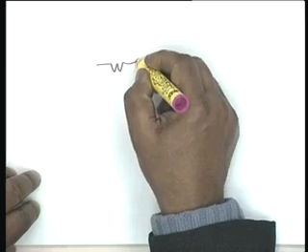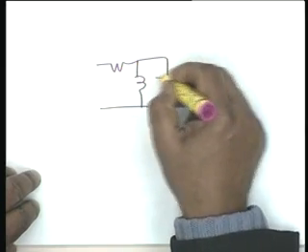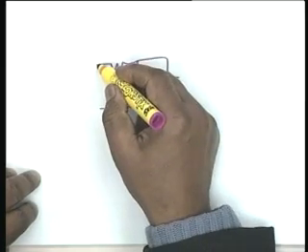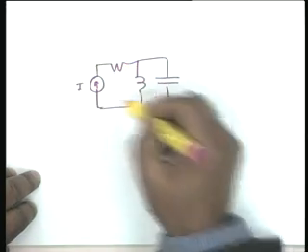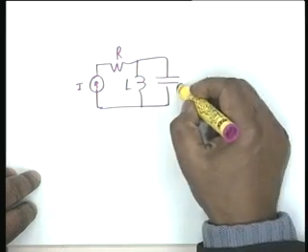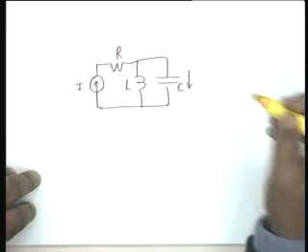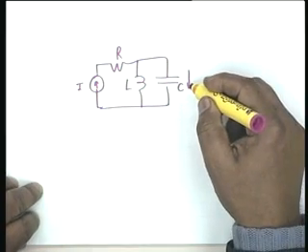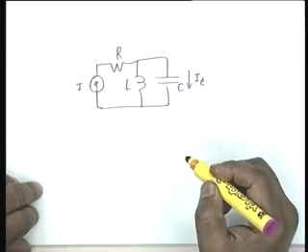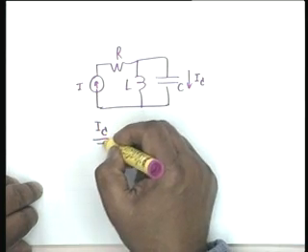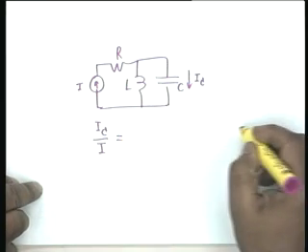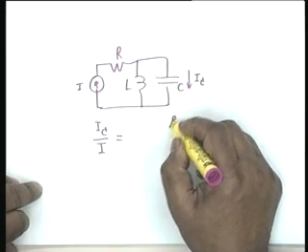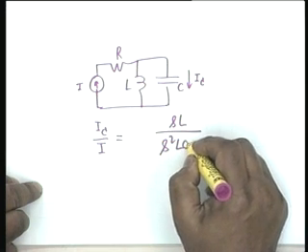Now let us go back to the circuit and see if we can define dimensionless transfer functions. First let this be the current I sub LC, and suppose this current is my response, then the current transfer ratio I sub C by I, which is a dimensionless transfer function, would have been simply SL divided by S squared LC plus 1.